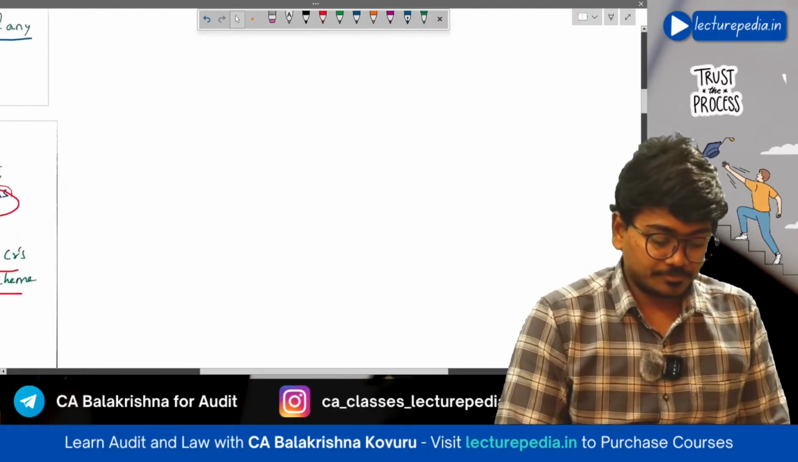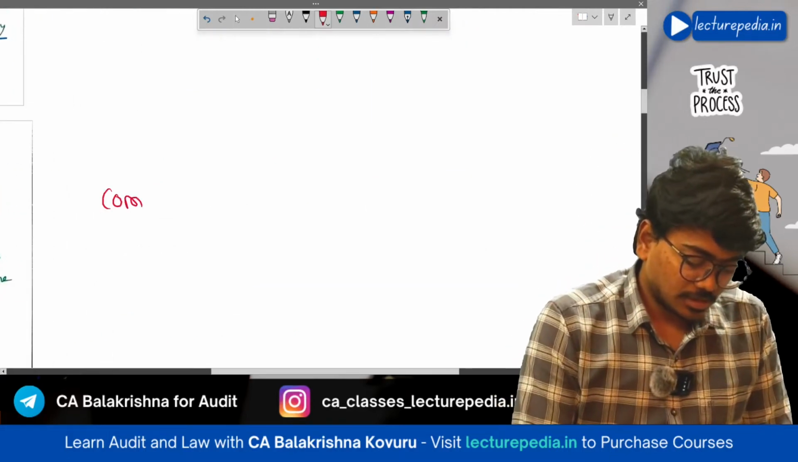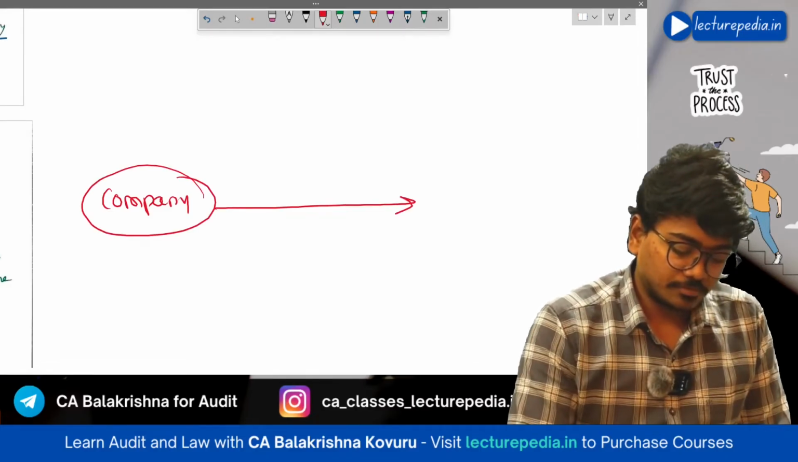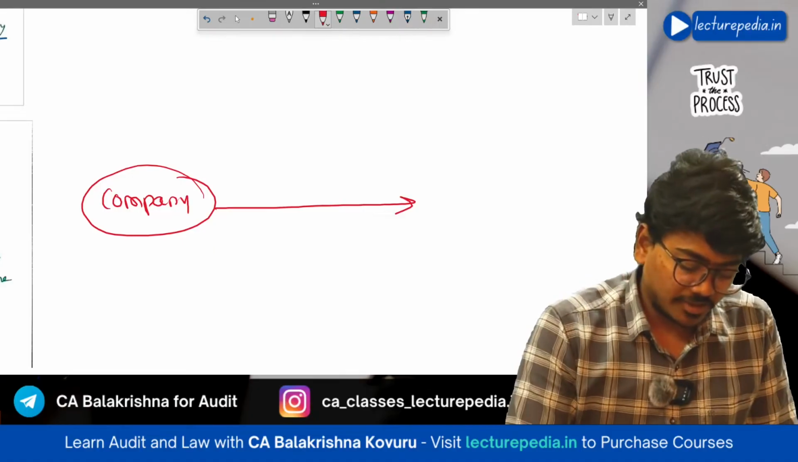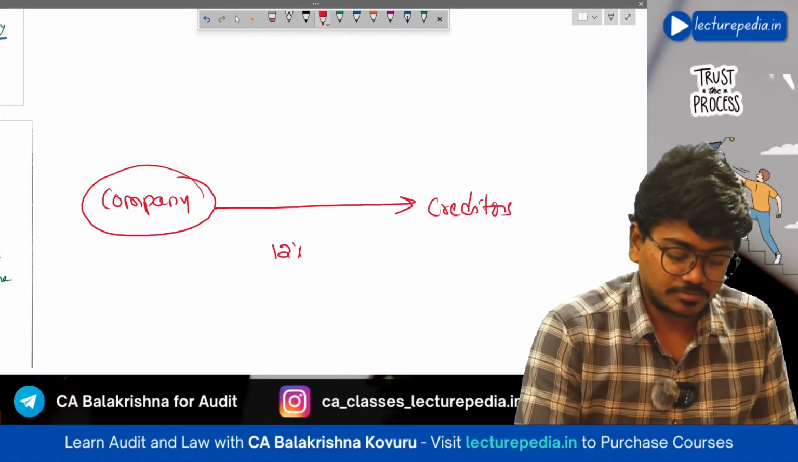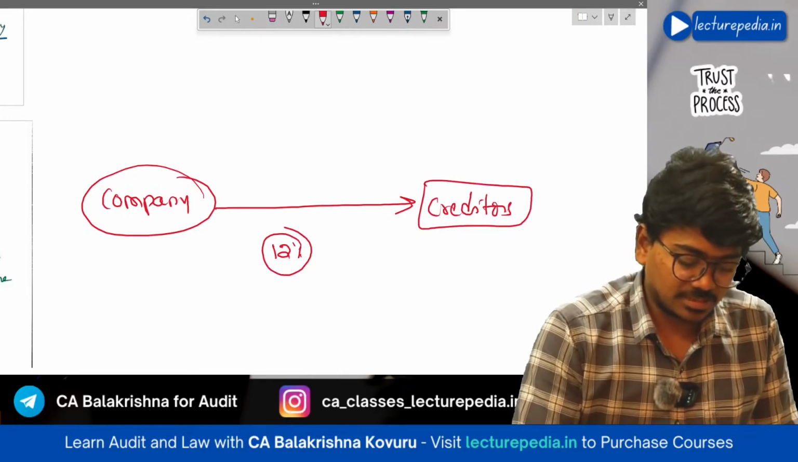Now, the company wanted to reduce the rate of interest to 12% with creditors. So this is an arrangement.